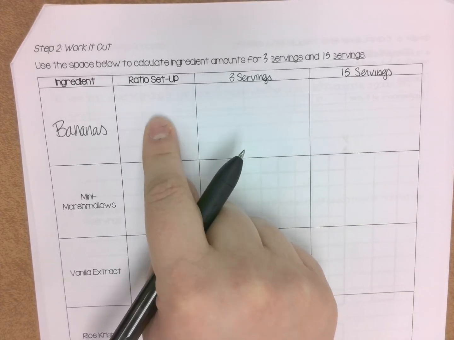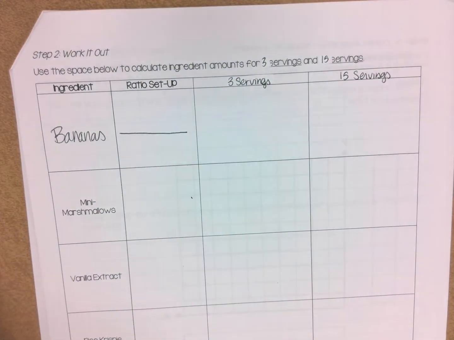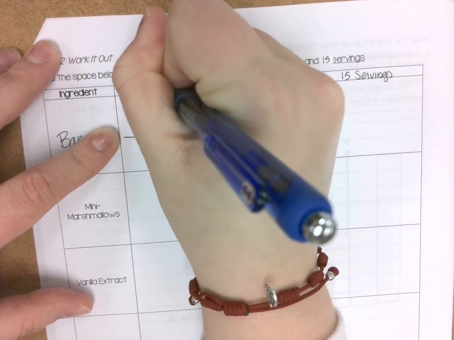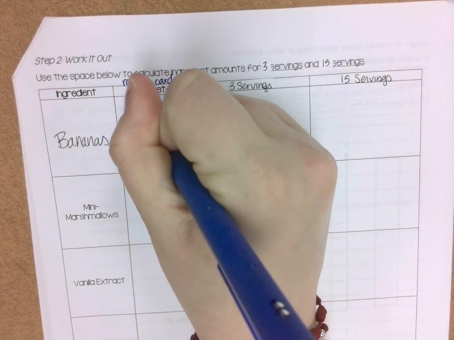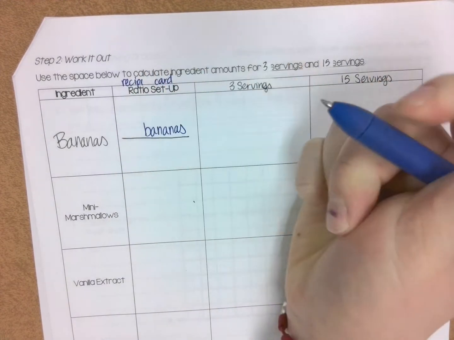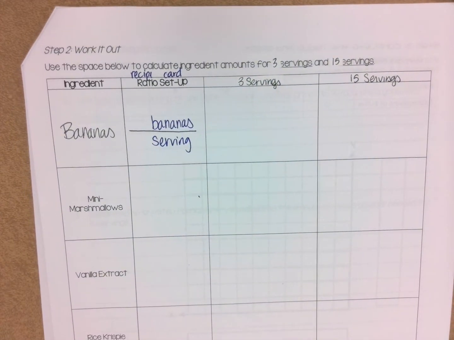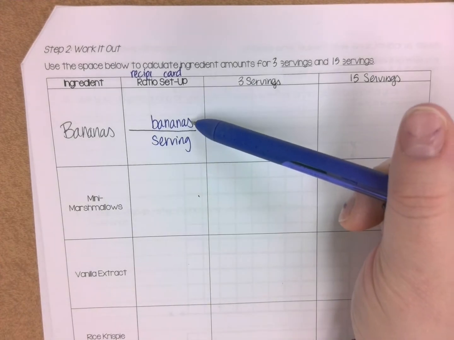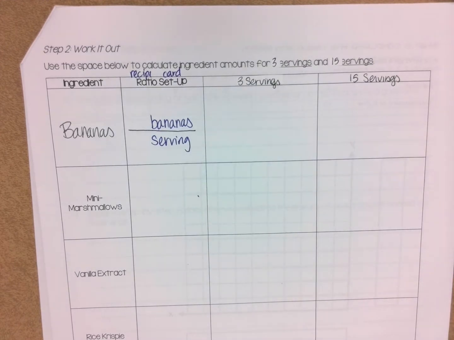So I need to, in my ratio, figure out based off of my recipe card. This information is coming from the recipe card: how many bananas I need for my recipe, or how many servings are in my recipe. Again, both of these numbers are going to come from the recipe card. The top word is whatever that ingredient is that you need. The bottom number is going to be how many servings you have.